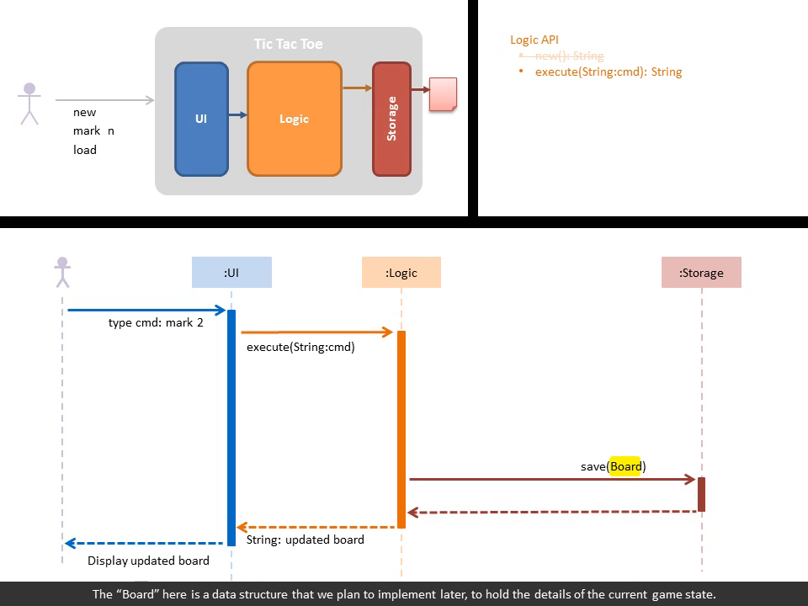The board here is a data structure that we plan to implement later, and it will hold the details of the current game state. Now we have one method in the storage API.